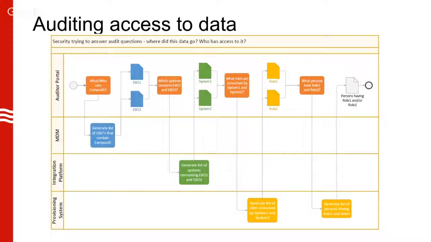Looking at, for example, how to audit access to data in a platform like this, we can start with the idea of auditing a particular data element. We used Campus ID on this. We could think about social security number or any other particular data element we were concerned about. If we've gone through the process of defining our enterprise data and our enterprise business objects, the first question really is, what enterprise business objects present that data?